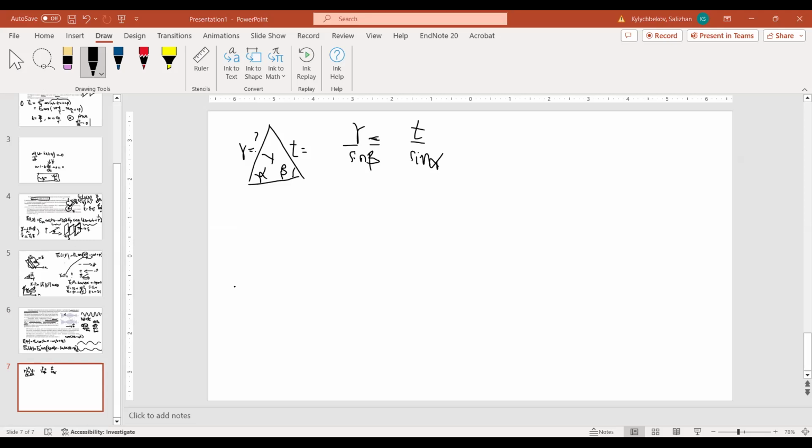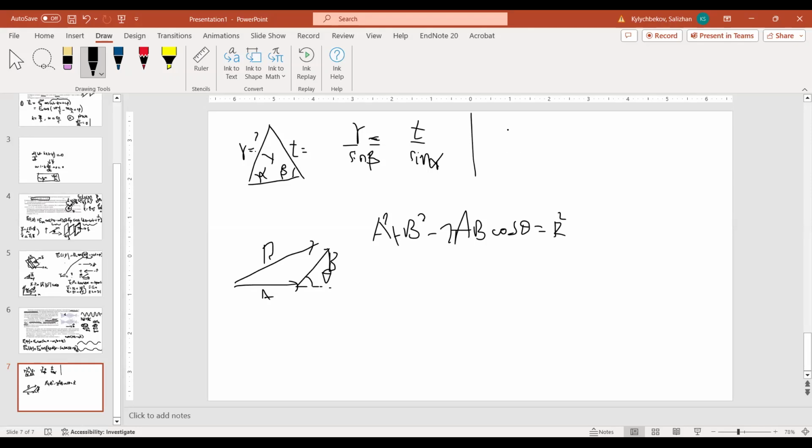The law of cosines: you have two vectors, A and B, with an angle theta between them, and a resultant R. A squared plus B squared minus 2AB cosine theta is equal to R squared.